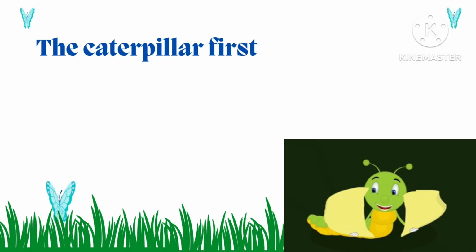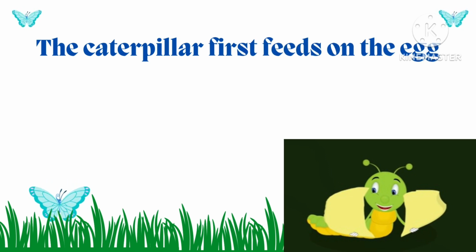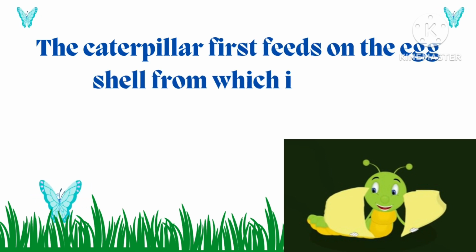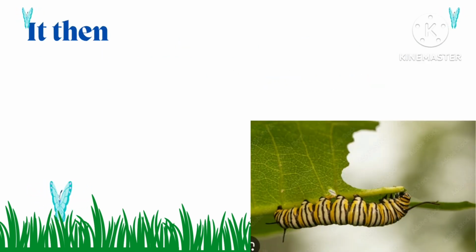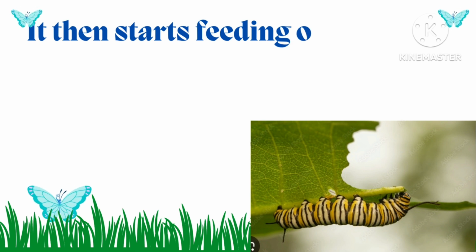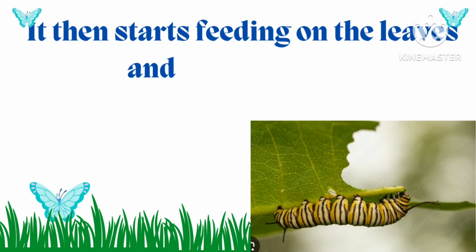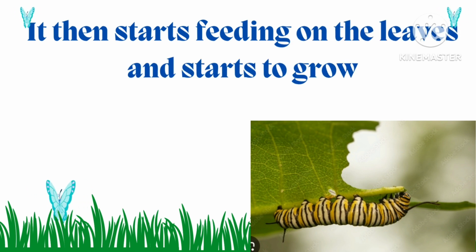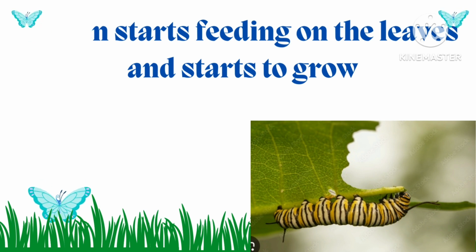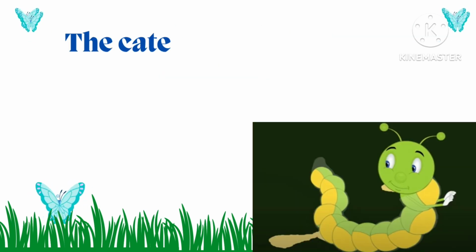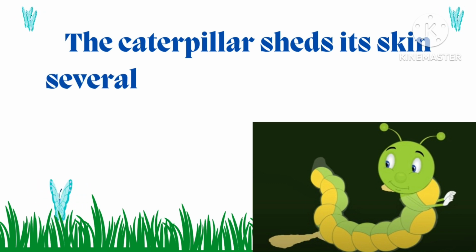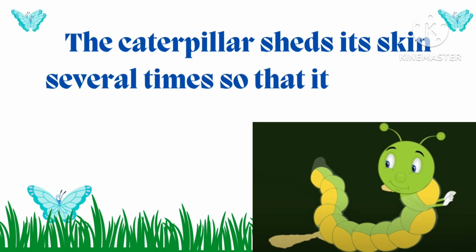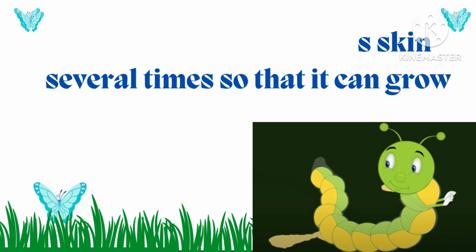The caterpillar first feeds on the egg shell from which it is born. It then starts feeding on the leaves and starts to grow. The caterpillar sheds its skin several times so that it can grow.